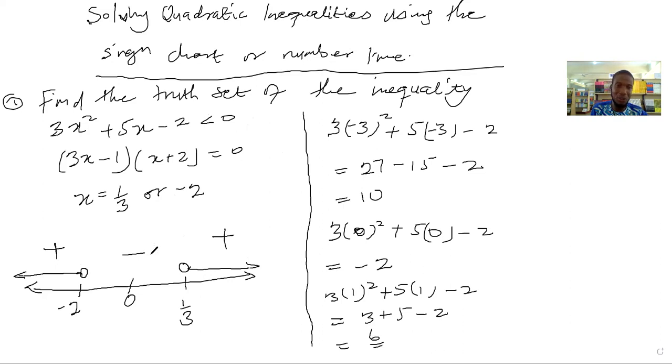So it means that our true answer, or the only answer that can satisfy this inequality here, is numbers between -2 and +1/3. So our truth set is going to be T = {x : -2 < x < 1/3}. Good. So this is our truth set.